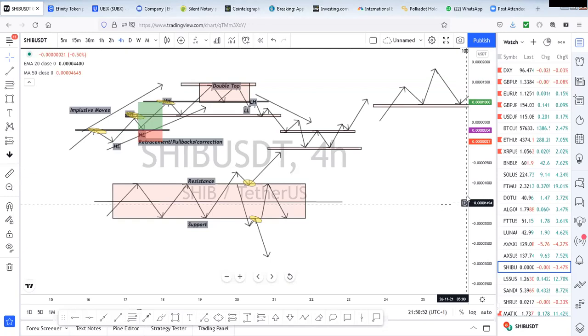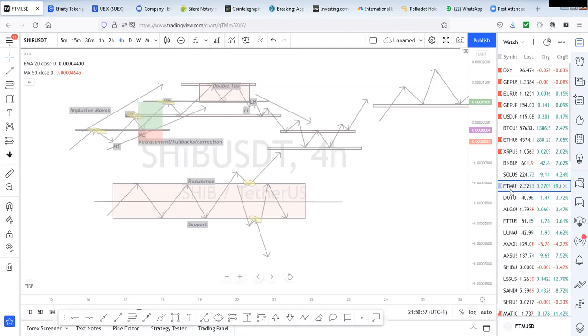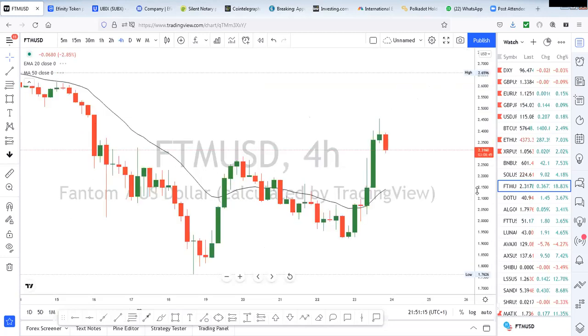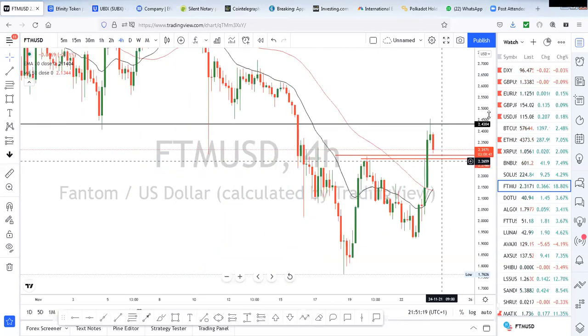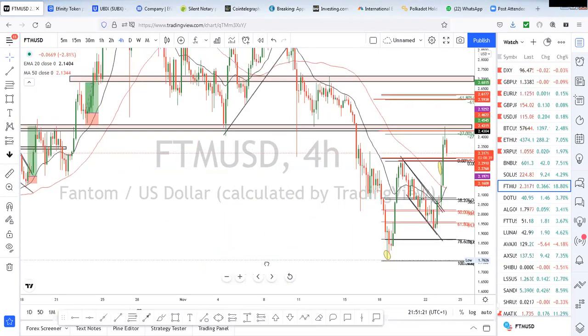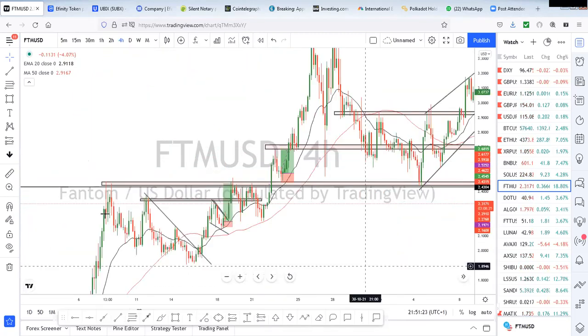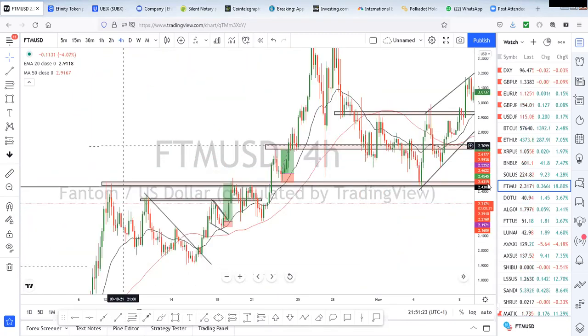Like me now, most times I don't use support and resistance again. If I open my chart, I will zoom in. If I zoom in and use my naked eye, I will know the area that price will definitely struggle. I will know the area where price struggled and make my move. You see this area, here is a very strong zone.